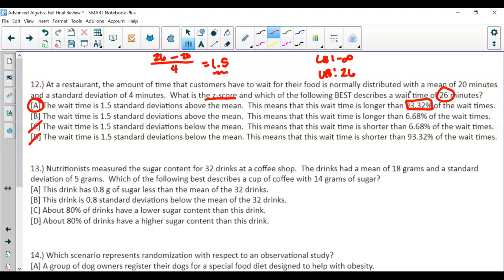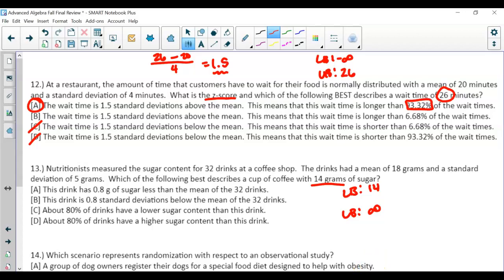So then in number 13, same thing. We have the mean, we have the standard deviation, but we're looking to figure out which it describes if you had 14 grams. Now notice how 14 is less than 18, right? So when we're talking about looking at the percentages, we're at the lower bound and upper bound. And because it's less than, we are now going to take the lower bound. So again, less than this. So this is your upper bound or your infinity or 1 million.